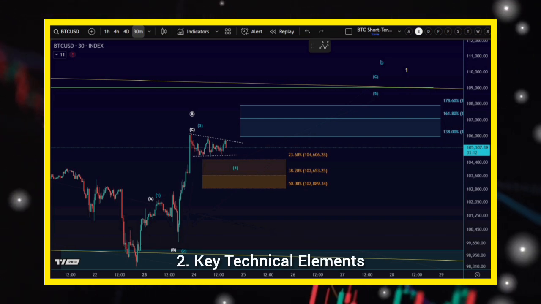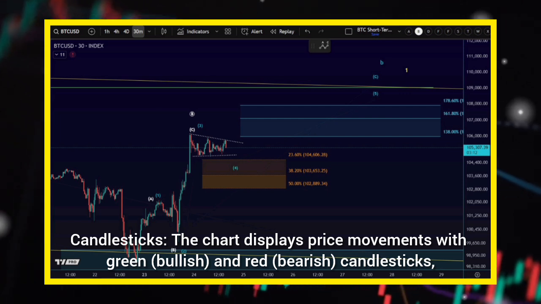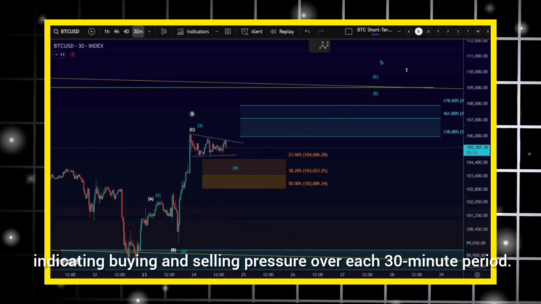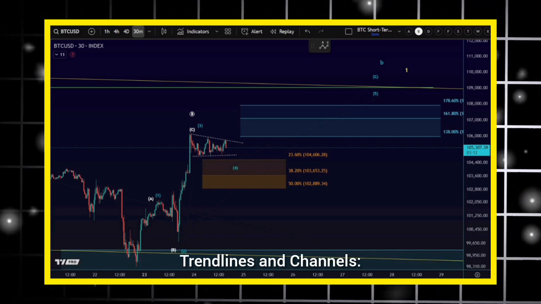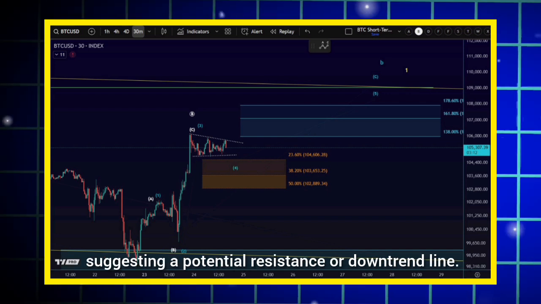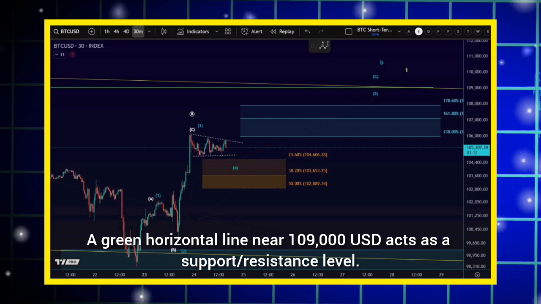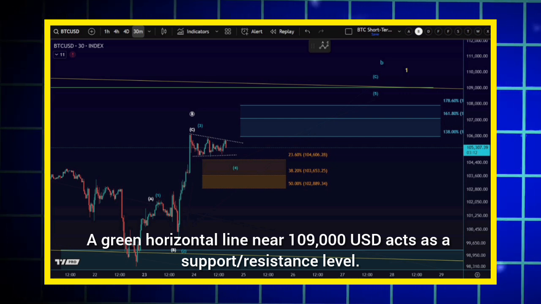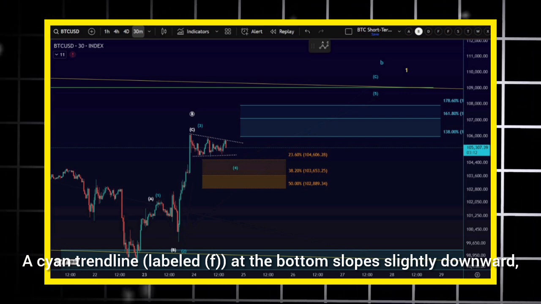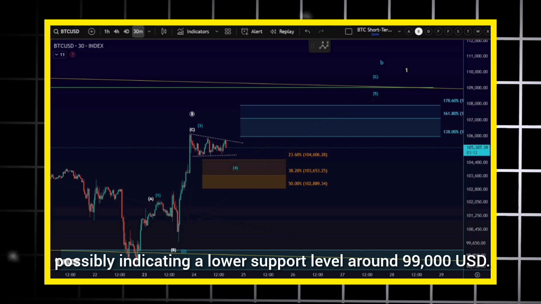2. Key technical elements. Candlesticks. The chart displays price movements with green, bullish, and red, bearish candlesticks, indicating buying and selling pressure over each 30-minute period. Trend lines and channels. A yellow trend line, labeled E, slopes downward from the top left, suggesting a potential resistance or downtrend line. A green horizontal line near 109,000 USD acts as a support resistance level. A cyan trend line, labeled F, at the bottom slopes slightly downward, possibly indicating a lower support level, around 99,000 USD.